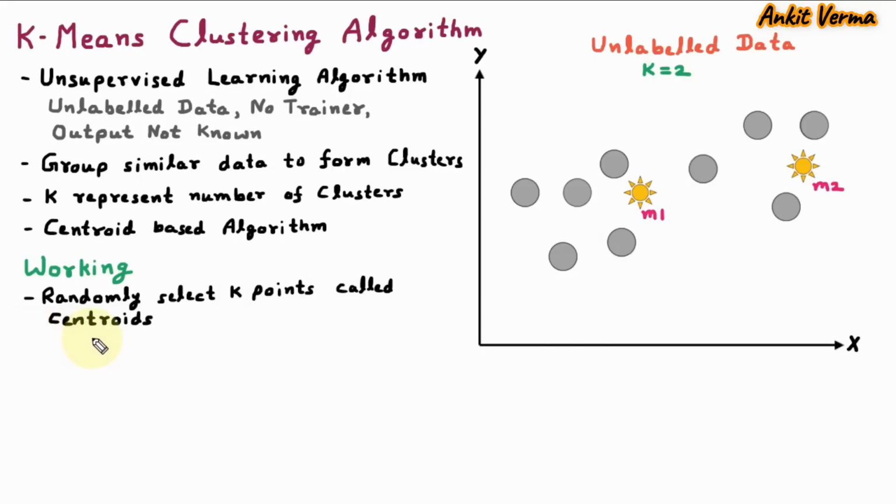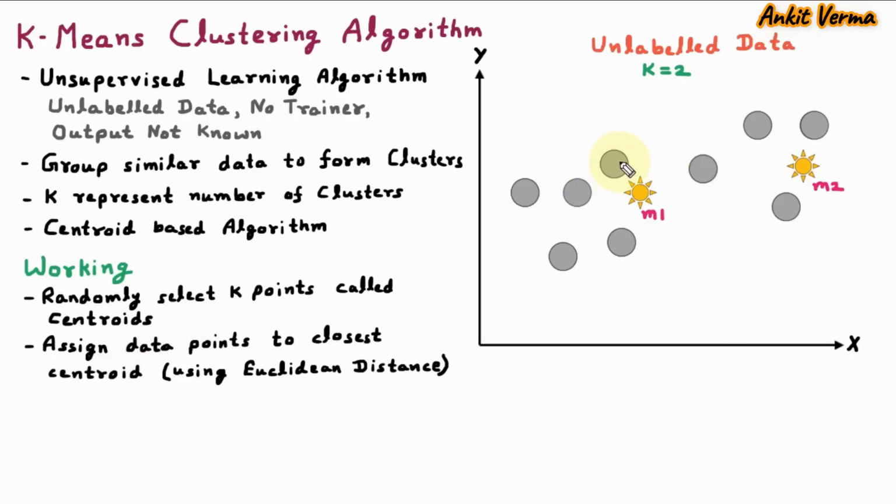Next is to assign data points to the closest centroid. For finding the closest centroid, we use Euclidean distance. Now we are picking each data member one by one and finding its Euclidean distance with both centroids. Let's say this data member, here this distance is small. So this data point is closest to the M1 centroid. In a similar way, this data point, with its distance to both centroids, is closest to M1. This data point, with its distance to M1 and M2, is closest to M2.